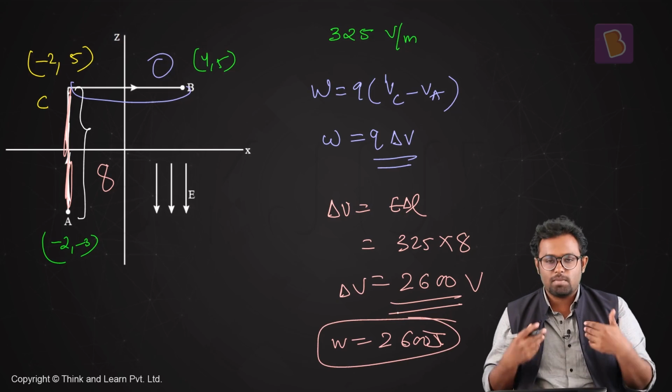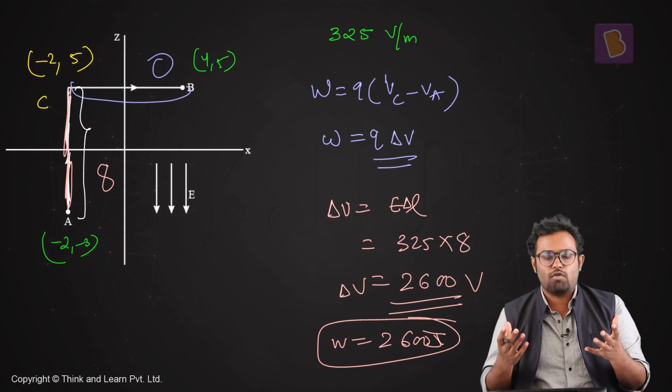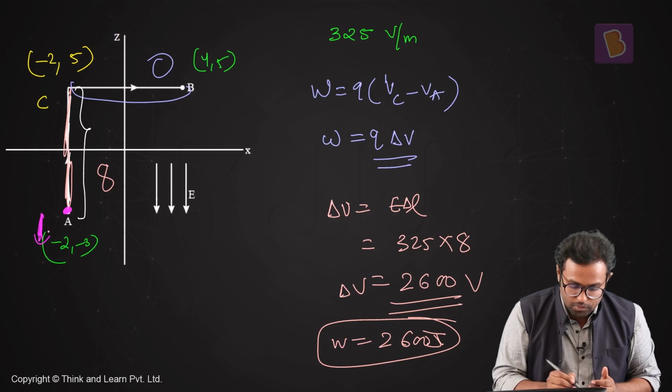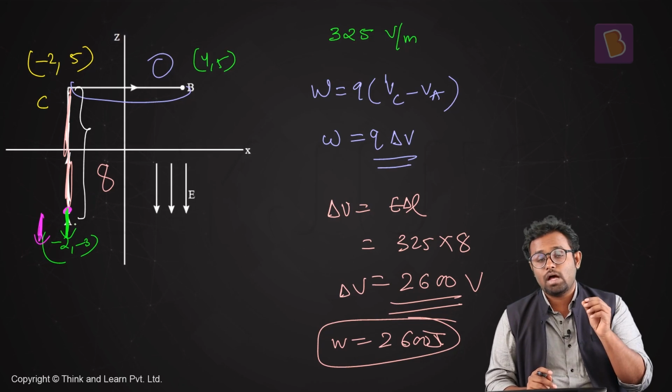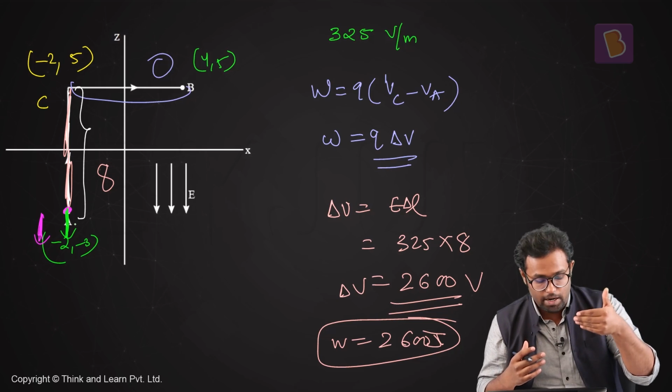So in case you don't remember this formula, you can use it like the normal work done formula, right? So what you can say is that, let's say there's a charge here and the electric field is in the downward direction, so the charge is feeling a force in the downward direction. But we are asking the work done in moving it from A to C.